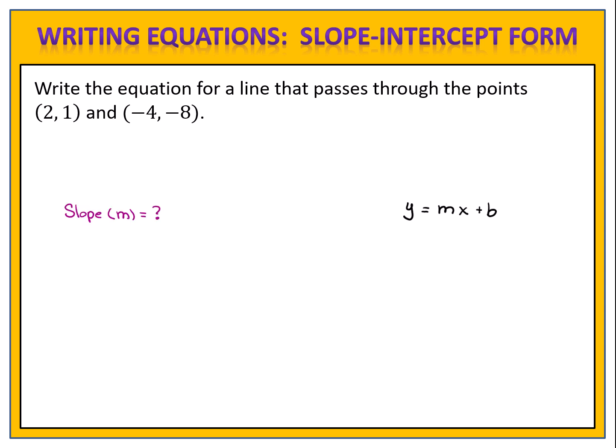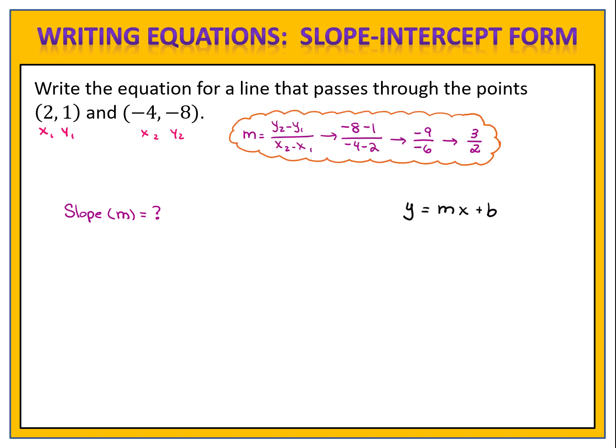First thing that we need is the slope. We find that they did not give us the slope in the problem, so we're going to have to calculate it. We label our points x1, y1, x2, y2, and calculate the slope using the slope formula. The slope is 3/2, and so we now know the slope of the line.